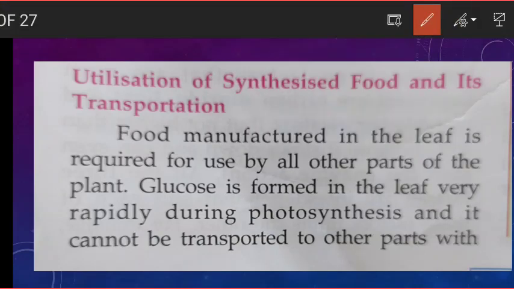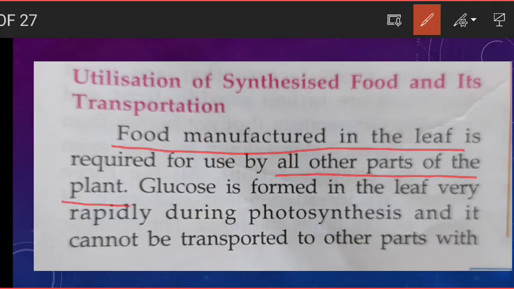I had discussed that there are two end products of photosynthesis, glucose and oxygen, and that glucose is very important for the food of all living organisms. So food manufactured in the leaf is required for use by all other parts of the plant. It is not only useful for other living organisms, it is useful for the plant itself also.